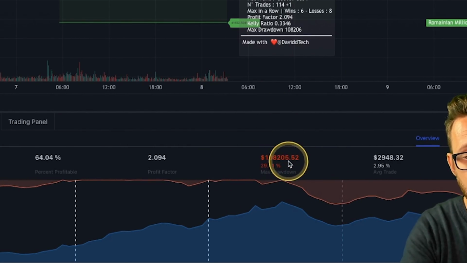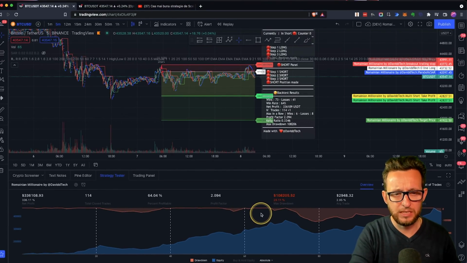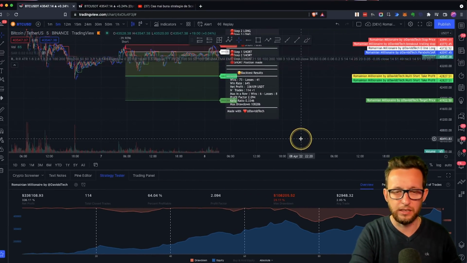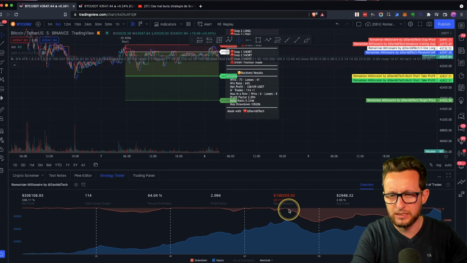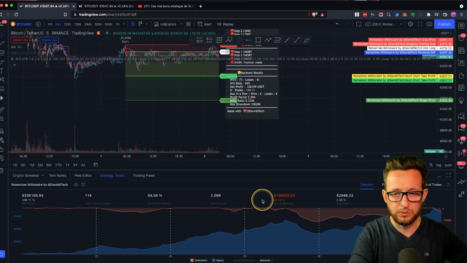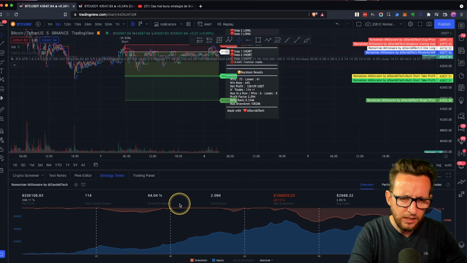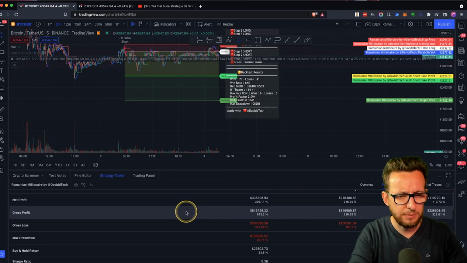Now this is on leverage, like I said. I use 5% of my account in this trading strategy, 5%. So it's gone down by 29% maximum. If I go here, we can have a look at some of the other details.